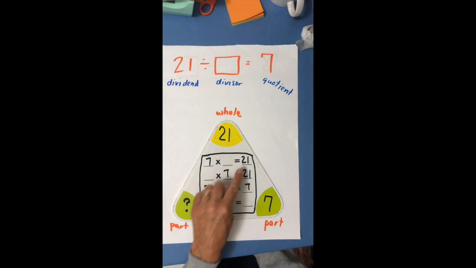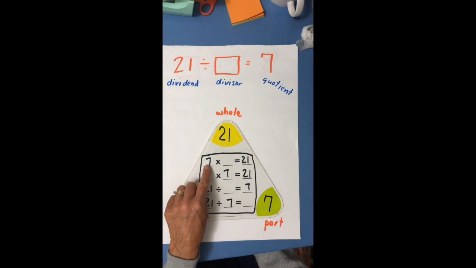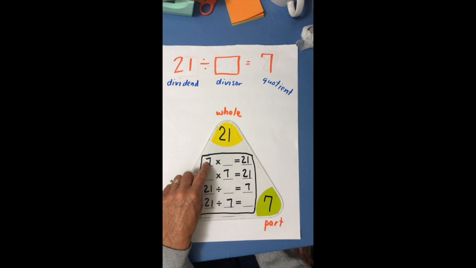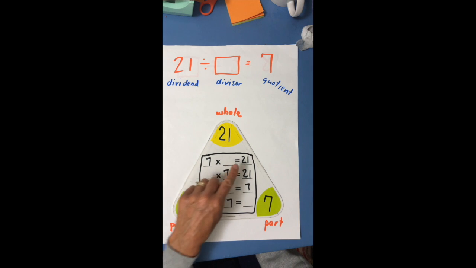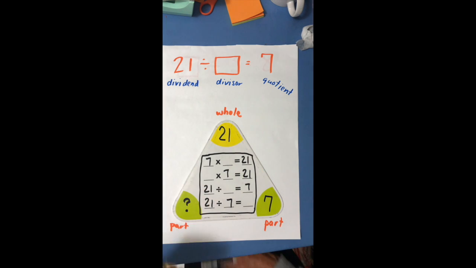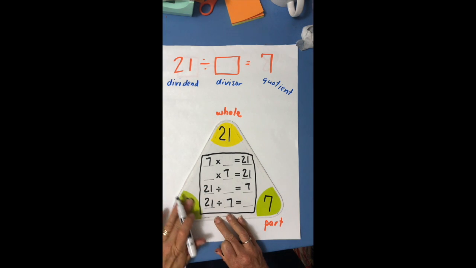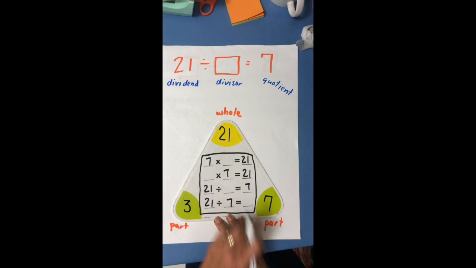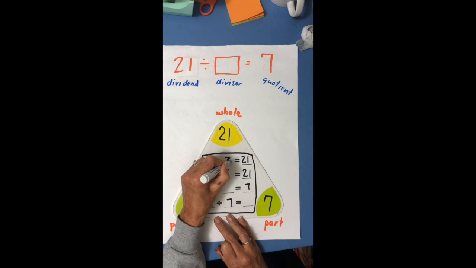So now I need to find out what this missing number is. I could do division, but I don't really like division. I think I'm going to do multiplication. This one makes me feel the most comfortable. So I'm going to skip count by sevens until I get to 21. Here I go. 7, 14, 21, 3. So I know this missing number here is a 3. So that means in all these missing spaces, I need to put a 3.